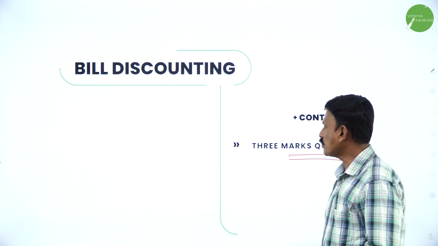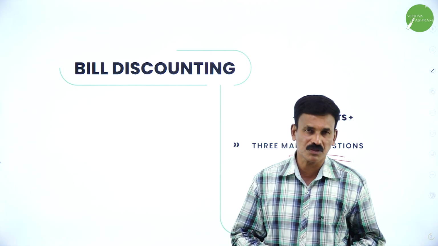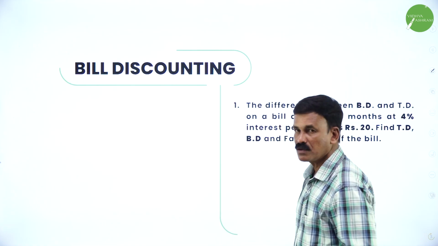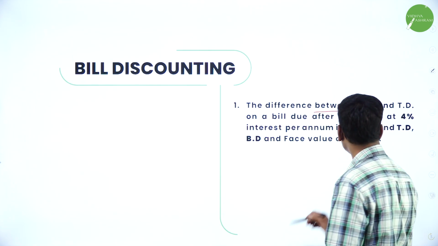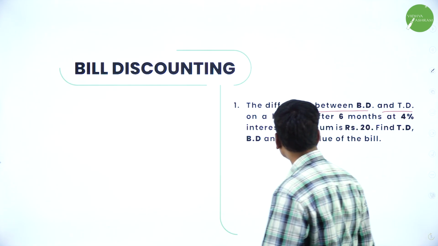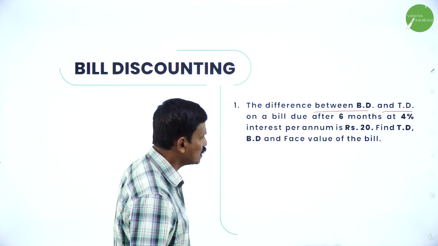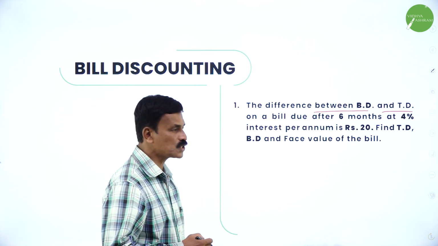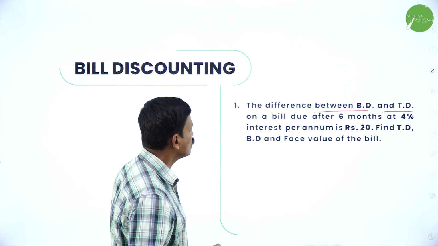This type of question is very, very important from the point of view of examination. You may expect one question from this type of problem. Let me move on to the first problem. What is the problem? The difference between BD, banker discount, and TD, true discount. The difference between BD and TD on a bill due after 6 months at 4% interest per annum is rupees 20. Find the TD, BD and the face value.